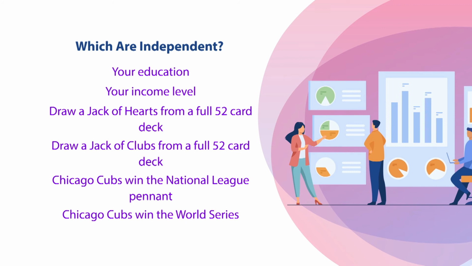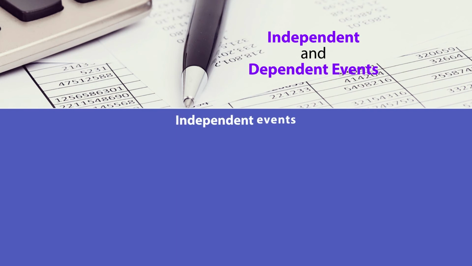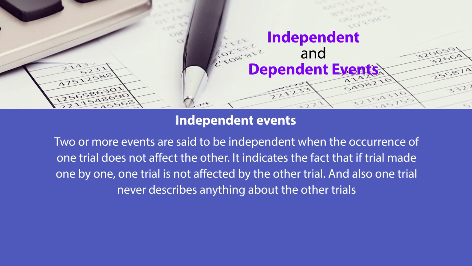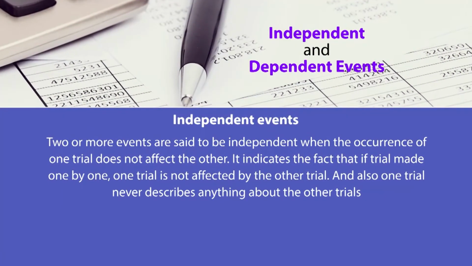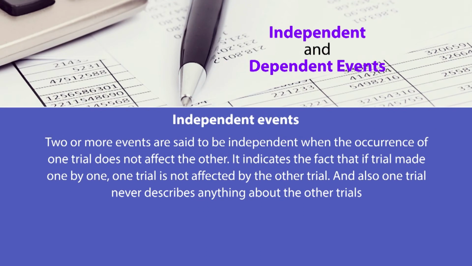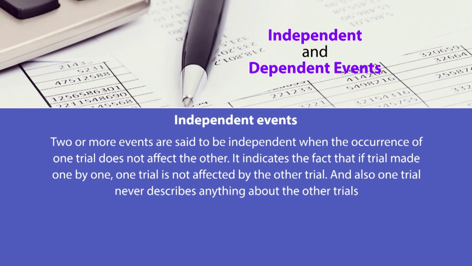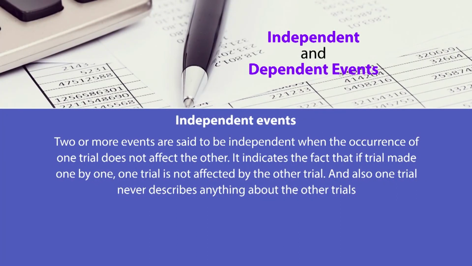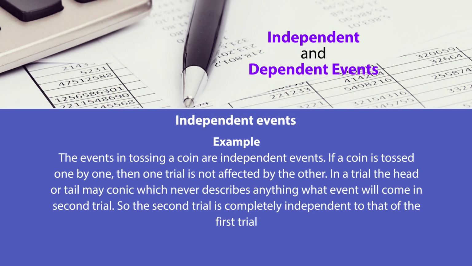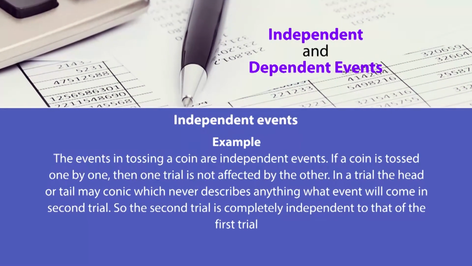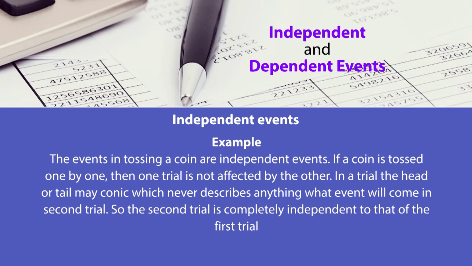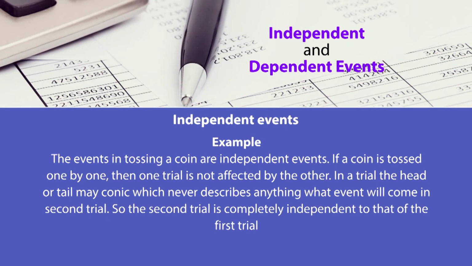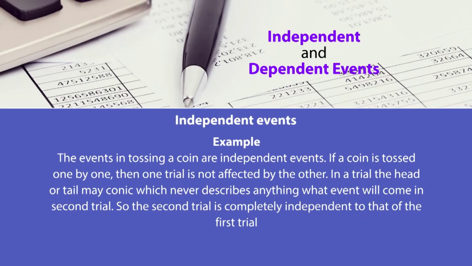If you talk more about independent and dependent events: independent events, when two or more events are said to be independent, the occurrence of one trial does not affect the other. It indicates that if trials are made one by one, one trial is not affected by the other, and one trial never describes anything about the other trial. For example, the events in tossing a coin are independent events. If a coin is tossed one by one, then one trial is not affected by the other. In a trial, the head or tail may come, which never describes anything about what event will come in the second trial. So the second trial is completely independent of the first trial.